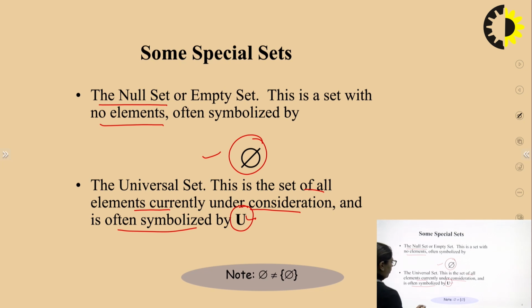right? Now, phi is not equal to {phi}, because phi means nothing, but if we put a curly bracket, then this means that there is an element in the set. Maybe it is a null element, but there is some element existing in the set.